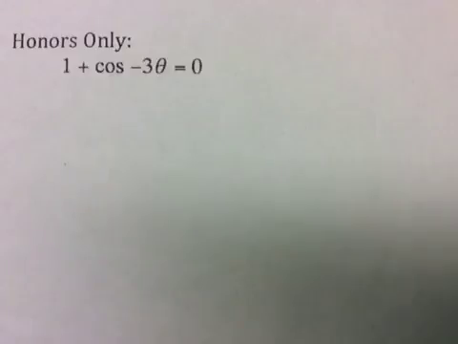Okay, this part of the video is for the honors class only. All right, now the tricky part about this part of the video is that instead of having something added to theta, we are multiplying theta. So really what we're having here is an A, which changes the period. So let's first subtract our 1 just to get things organized. So we have cosine of negative 3 theta equals negative 1.